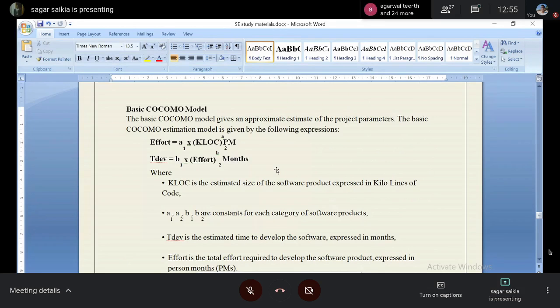In the basic COCOMO model, there are two parameters, effort and time of development. So the equations for these are already proven equations. For effort, we have A1 into KLOC, code in kilo lines, and PM is person-months, that is, how much one person has developed in one particular month. So A1, A2.